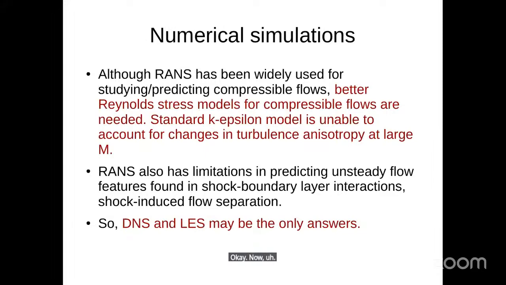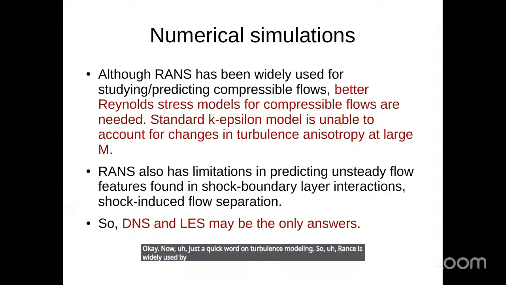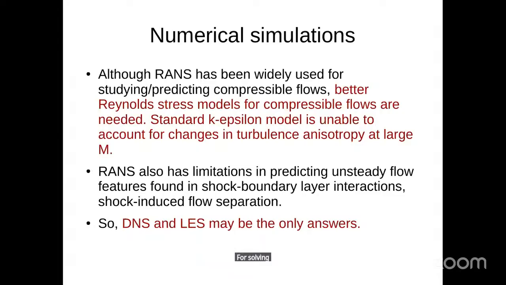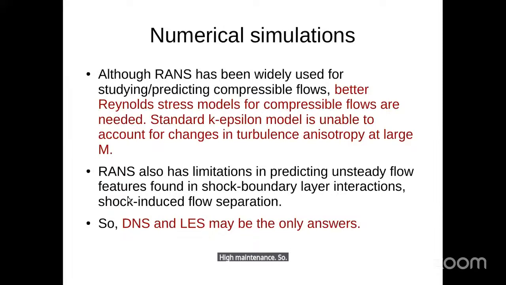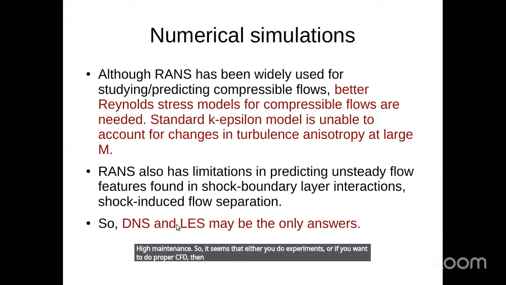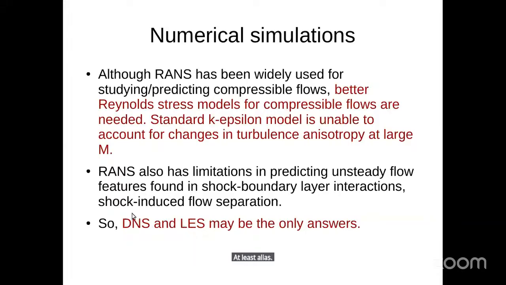Now, just a quick word on turbulence modeling. RANS is widely used by industry for solving compressible flows, where standard K-epsilon models are used. But there are many limitations, especially for compressible flows, while using this K-epsilon sort of model, especially when it comes to capturing the turbulence anisotropy at high Mach numbers. So it seems that either you do experiments, or if you want to do proper CFD, then you should do at least LES, if not DNS.